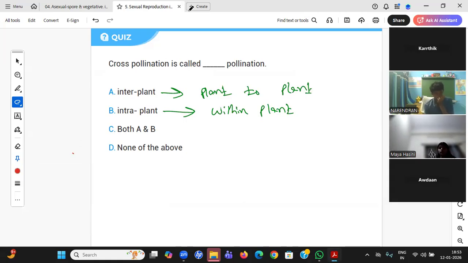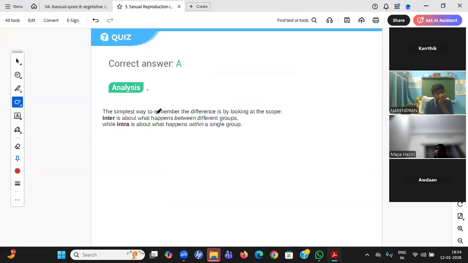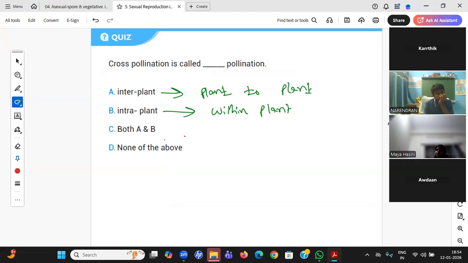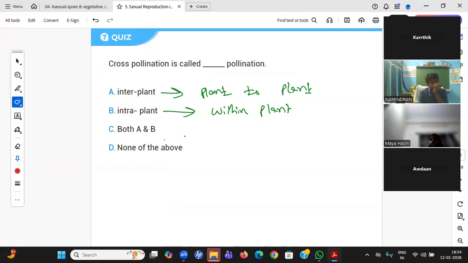So when interplant sounded, it felt like self-pollination. No. Interplant means plant to plant, that is cross-pollination. Intraplant means within plant, self-pollination. Okay, sir. We had this in intercellular and intracellular, I think. Yeah, same words.